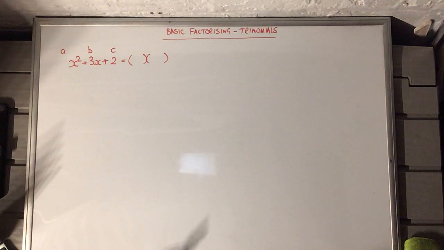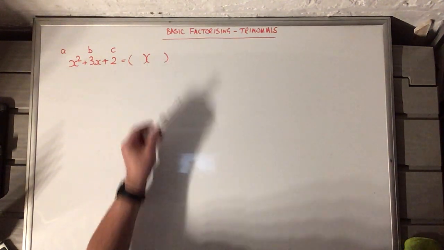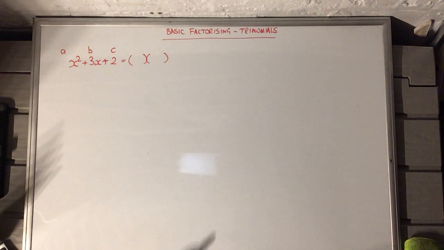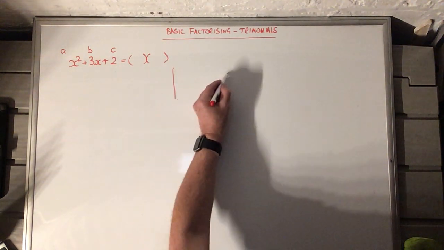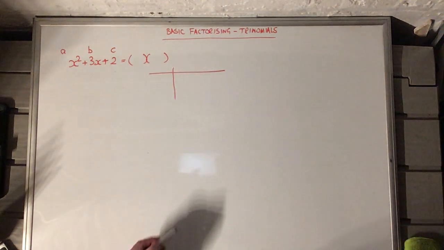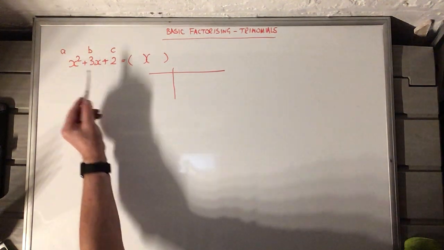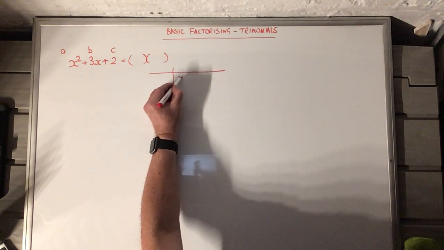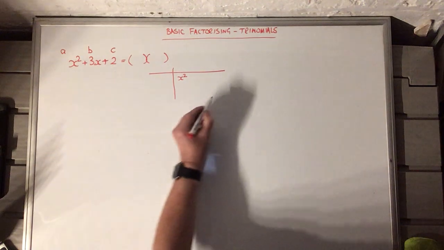So how do we go about getting this expression into the product of two brackets? Well, we use the grid method, okay? If you saw the grid method before for multiplying out brackets, we're doing the opposite this time, we're putting it into a bracket. And there's a standard way of doing this. So here we go. The first term, x squared, goes here. And the last term, a positive 2, goes here.